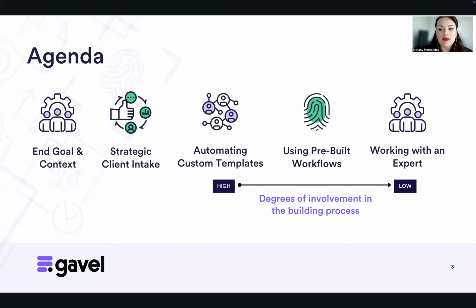And then working with an expert would be the part where you have the lowest degree of involvement in the building process, meaning that you're working with a Gavel expert who can combine these two other pieces for you. They'll see where it might be appropriate to create your custom templates, and you would work with them on how to do that, but they would be involved in actually going into the tool and building out the workflows. And they would also help you to see and understand how to connect those to the pre-built workflows that were built by someone that was not them, or if they were the ones that built it, how you can link those two together.